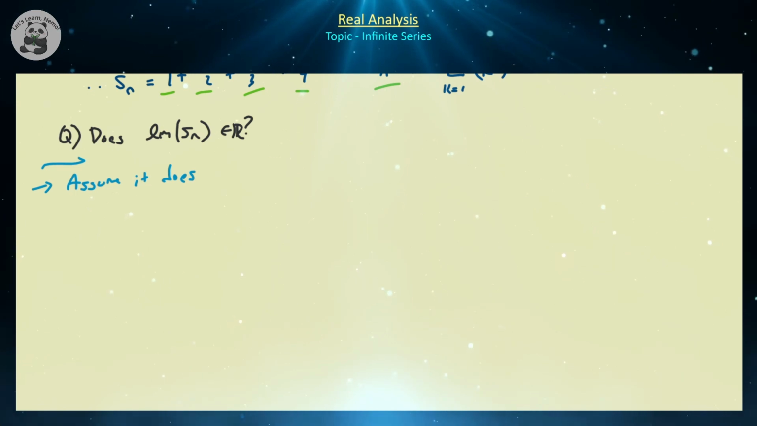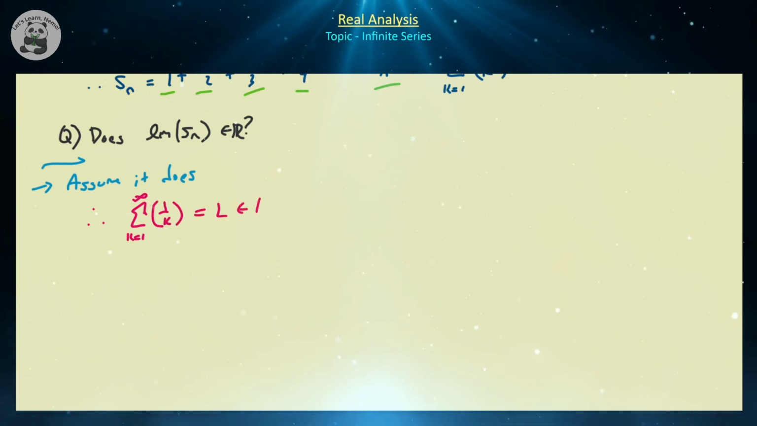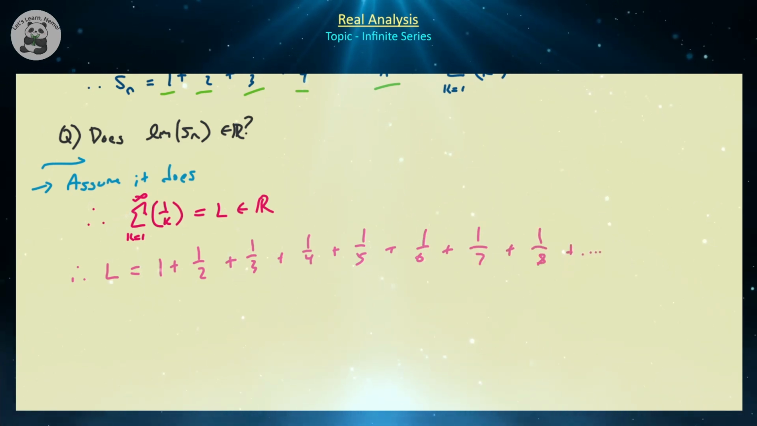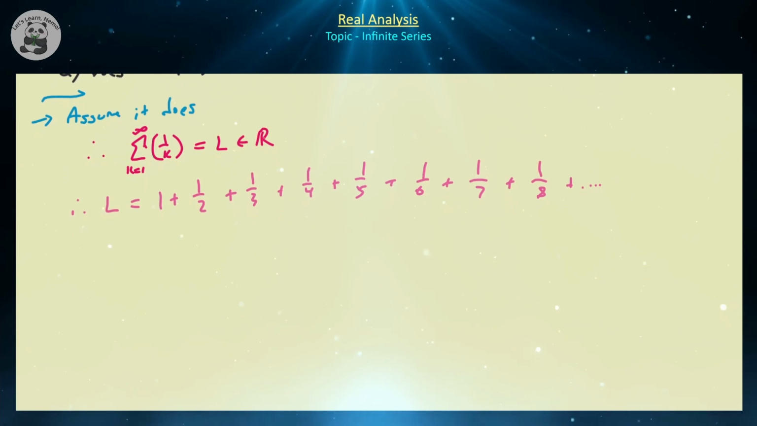So if it does converge, then we're going to call the sum from k equals 1 to infinity of 1 over k, we're going to call this L, and L is going to belong to the set of real numbers. So that means what? That means that L must be equal to 1 plus 1 half plus 1 third plus 1 fourth plus 1 fifth plus 1 sixth plus 1 seventh plus 1 eighth, and so on. So that goes on forever.